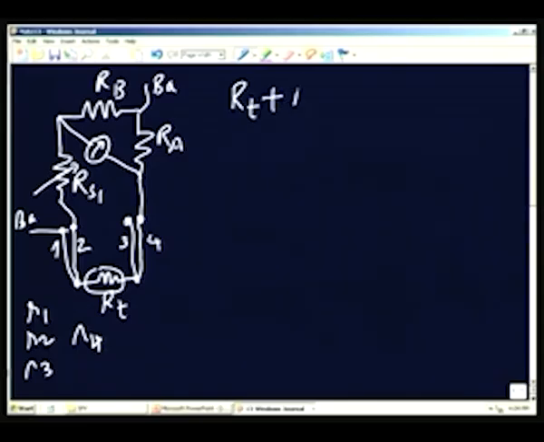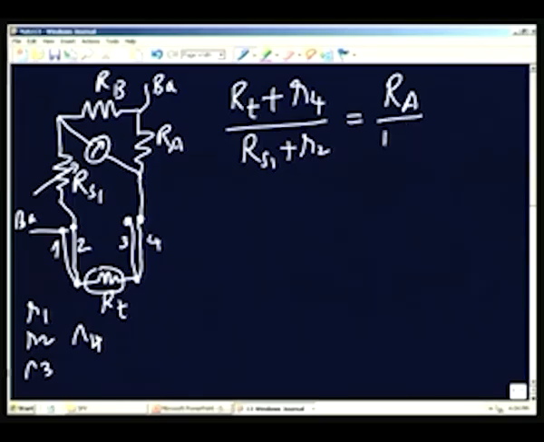plus R4, this resistance divided by RS1 plus R2. Okay. So, I have taken this resistance, the ratio of these two must be the same as RA by RB. RA by RB equal to this resistance divided by this resistance. Okay. We will call this equation number 1.